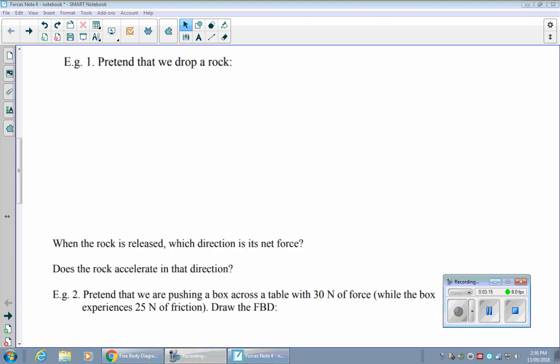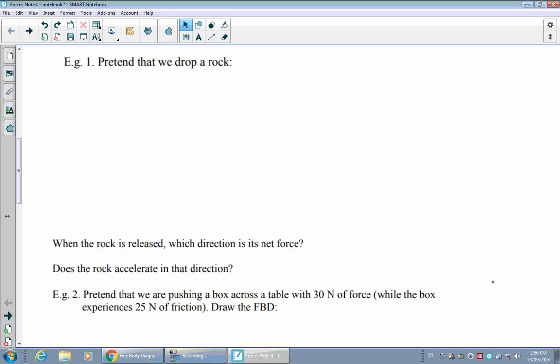For our first attempt to draw a proper free body diagram for a specific situation, we'll keep it really simple to start with. So we'll just take the situation of dropping a rock. In this case, if it's something really simple to draw, like a rock, you can draw something that kind of looks like a rock. But it doesn't have to look like the object at all.